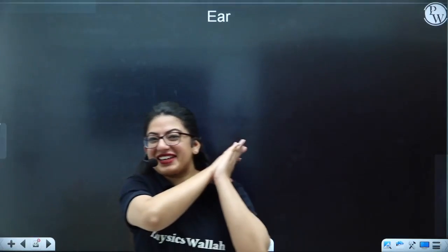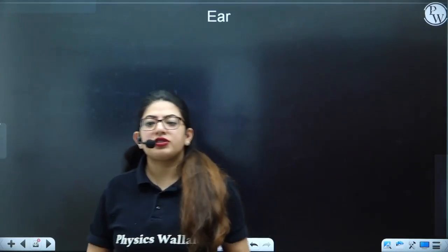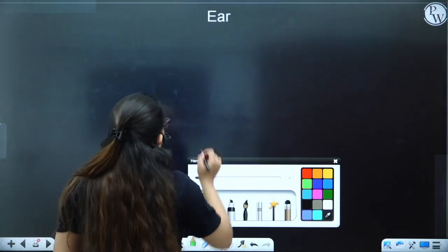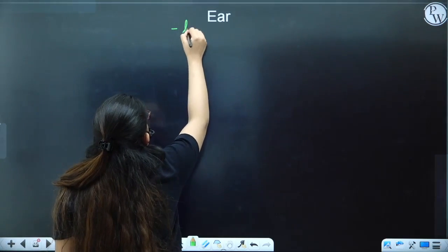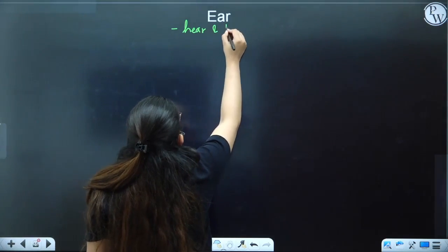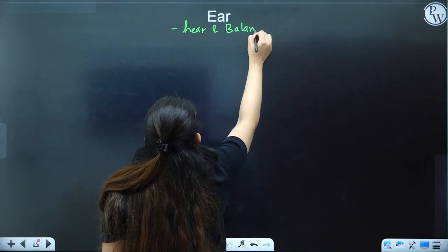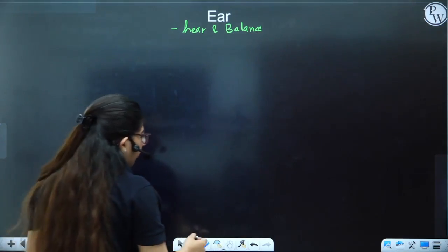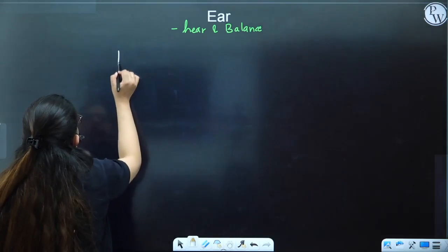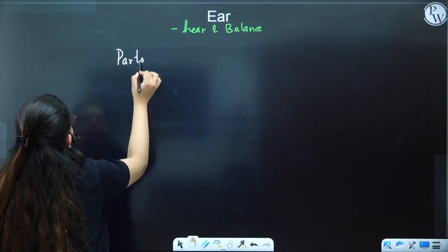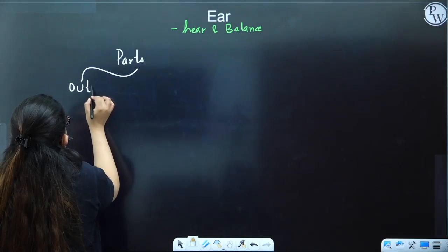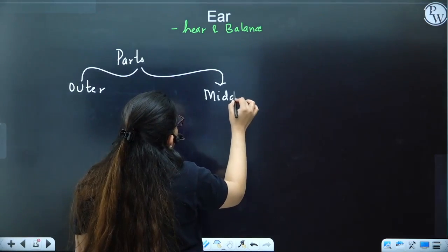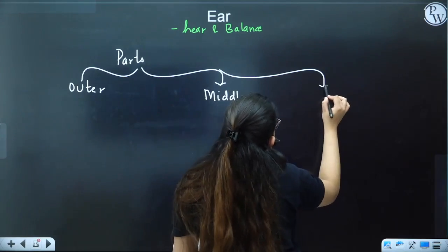Another sense organ. So let's talk about the ear. The ear is another sense organ that helps us to hear and balance. So the two functions that your ear performs are hearing and balance. If I talk about the various parts of your ear, there are three parts: the outer ear, the middle ear, and the inner ear.